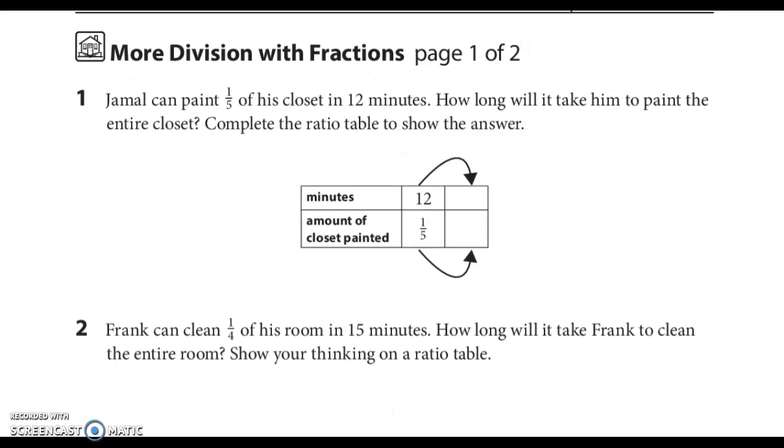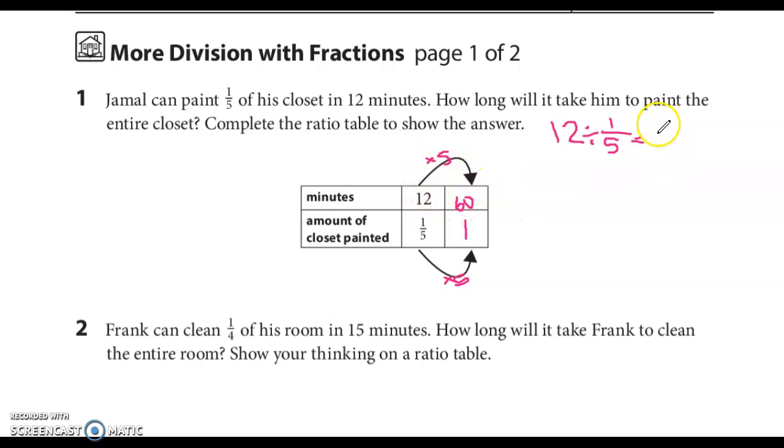Okay, so on this page, it's asking you to do a ratio table. So I'm going to fill out the ratio table, and then I'm also going to show you the standard way. Jamal can paint 1/5 of his closet in 12 minutes. How long will it take him to paint the entire closet? So first I'm going to go ahead and write an equation, 12 divided by 1/5. And then I'm going to go down here and the entire closet, so you're going to go to 1, multiply this by 5, multiply this by 5, and then 12 times 5 is 60. So your final answer is 60 minutes.